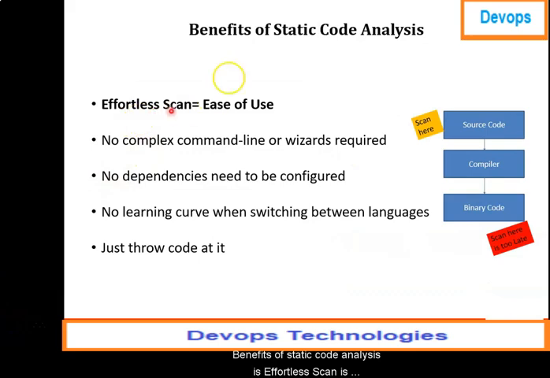A benefit of static code analysis is effortless scan and ease of use. No complex command line or wizards required. No dependencies need to be configured. No learning curve when switching between languages. Just throw the code at it. Static code analysis tools scan the source code but not the binary code.